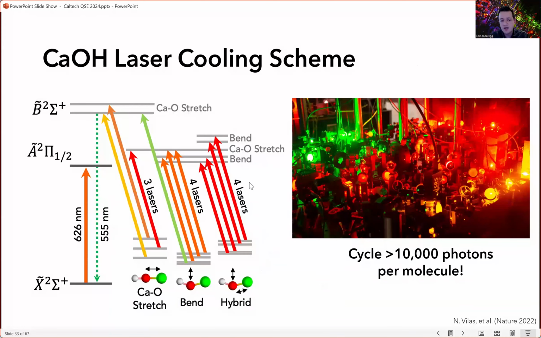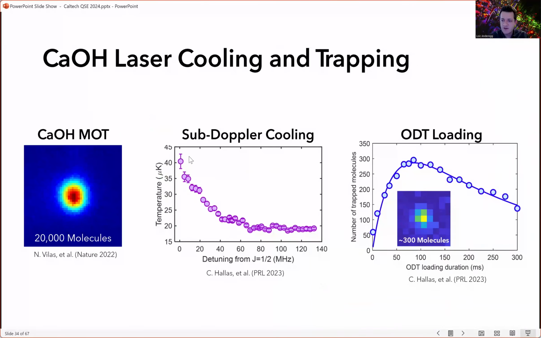So we apply about a dozen lasers, which repump all of these various transitions. And this then allows us to cycle over 10,000 photons, which is enough to do, again, all the laser cooling and trapping I mentioned earlier. So with this, we've been able to load these again into these magneto-optical traps with tens of thousands of molecules, cool them to subdoppler temperatures, and then load them into an optical dipole trap.